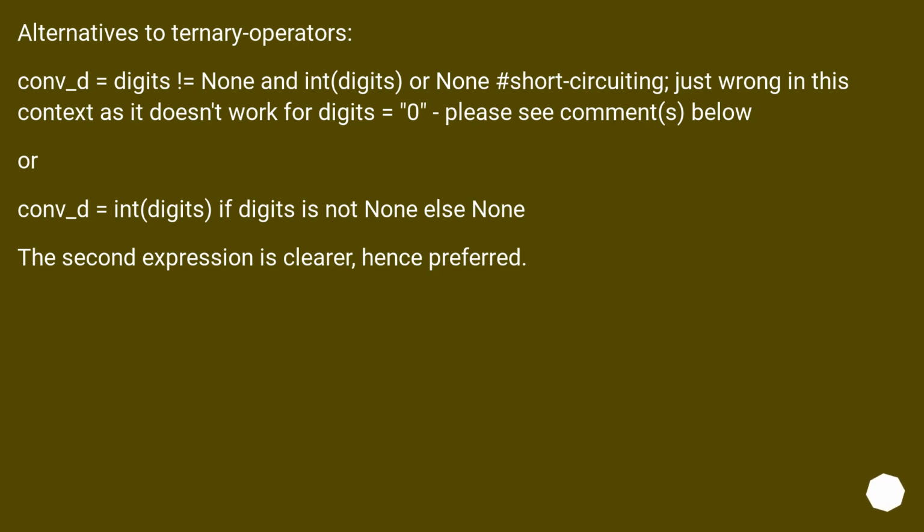Alternatives to ternary operators. conv_d equals digits not equal none and int digits or none # short-circuiting. Just wrong in this context as it doesn't work for digits equals 0. Please see comments below. Or conv_d equals int digits if digits is not none else none. The second expression is clearer, hence preferred.